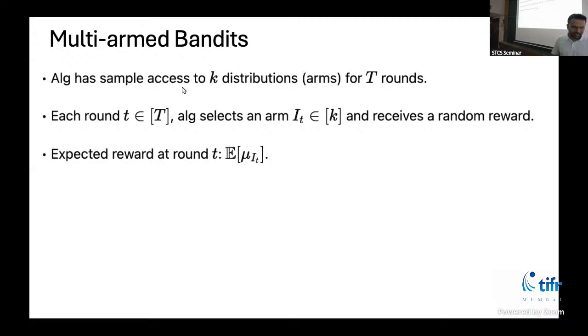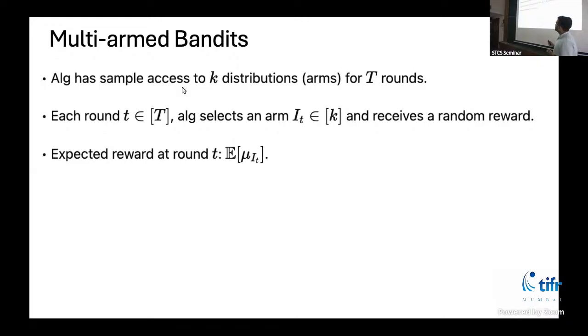The expected reward that the algorithm will receive at round t is the expected value of mu of I_t. The expectation here is over the randomness of I_t. Each I_t is a random variable depending on the random rewards that the algorithm has received before round t, so it depends on the randomness of the past history. This expectation is over the randomness of I_t.